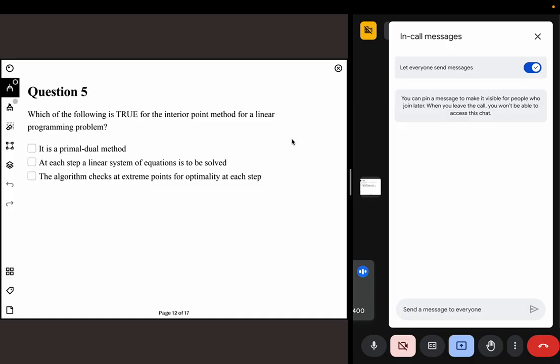So this is on the interior point method. Maybe you can answer it. Which of the following is true for interior point method? So it is a primal dual method, true or false? Okay. At each step, a linear system of equations is to be solved. So where exactly are we solving a linear system of equations?